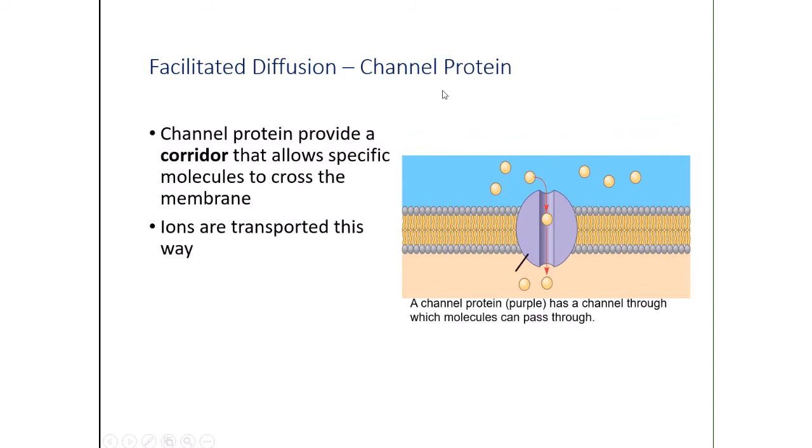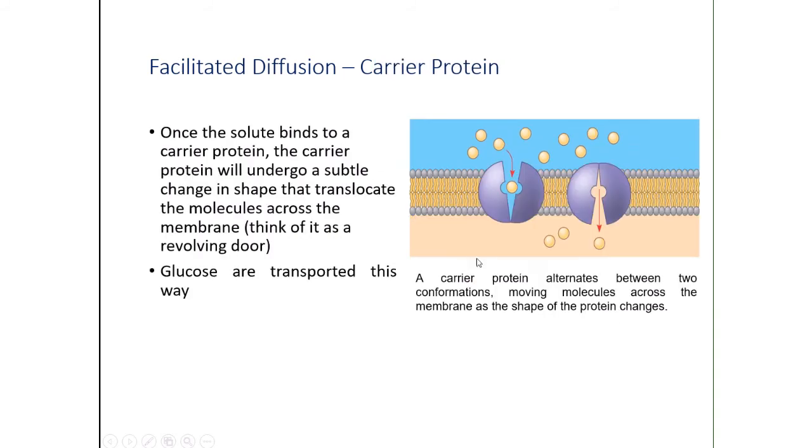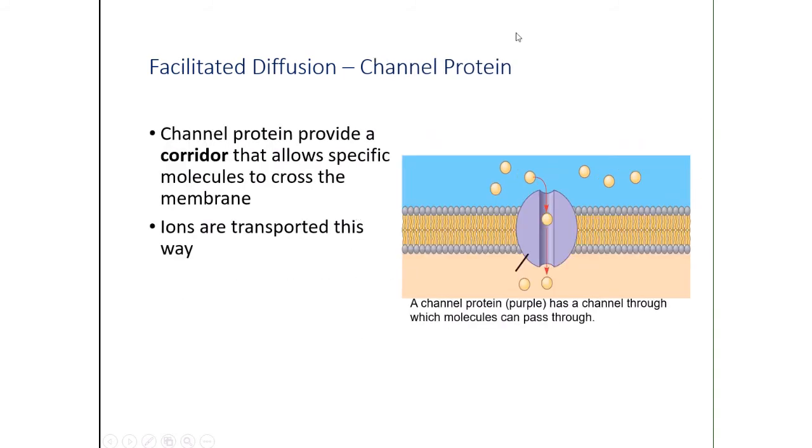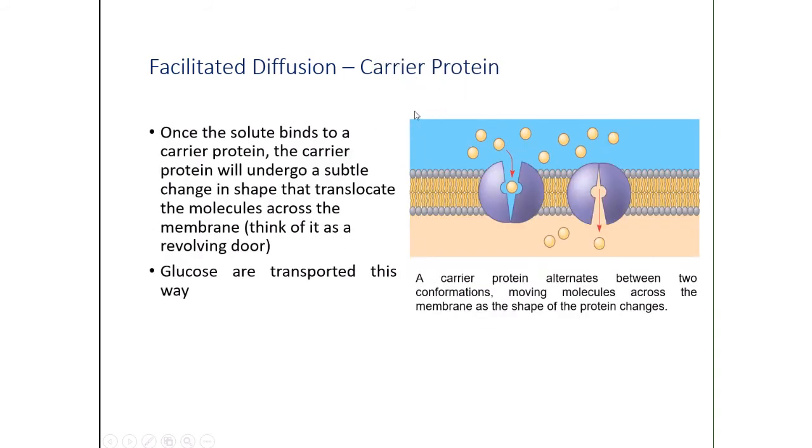Whereas with the channel protein, there's no change in shape for the membrane protein. It just provides like a tunnel for you to go straight through. Okay, so both channel proteins and carrier proteins are examples of facilitated diffusion. Okay, and something like glucose would be going through the cell membrane by using a carrier protein.